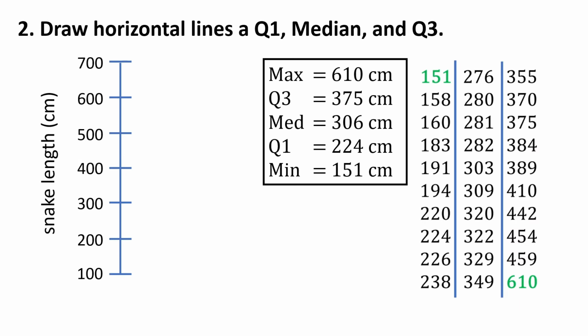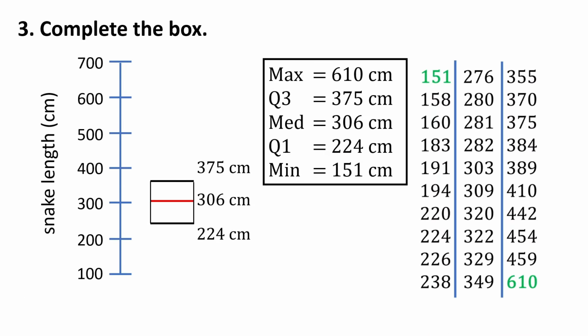We then want to look at the 5-number summary, and we're going to mark the median and the first and third quartiles. The red line is the median, 224 on the bottom is Q1, the first quartile, and 375 is the third quartile. So we mark those in, and then we draw a box. That's where the word box plot comes from. And we know that that box represents 50% of the data.